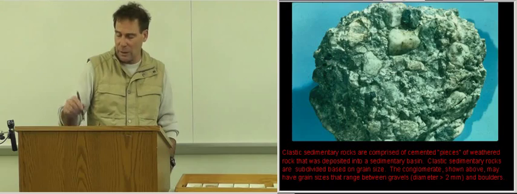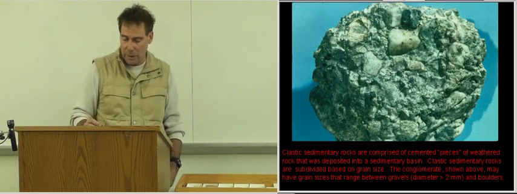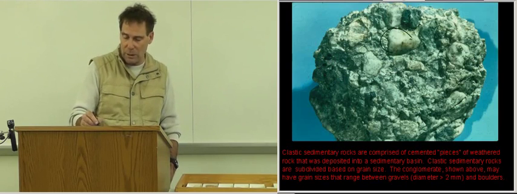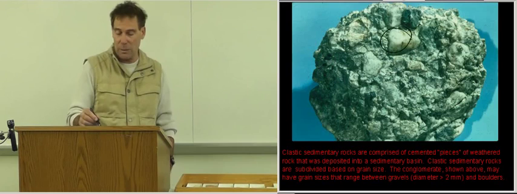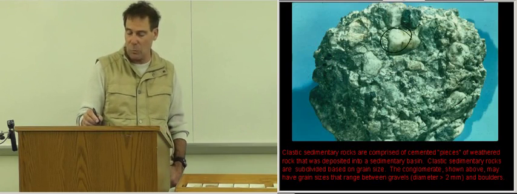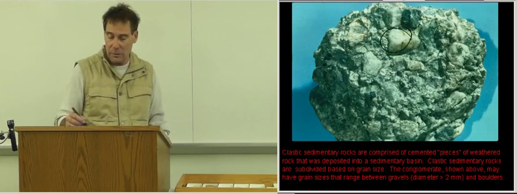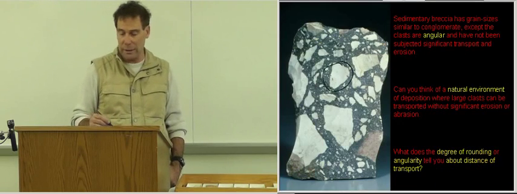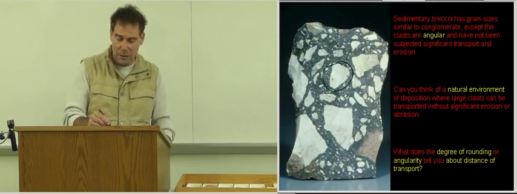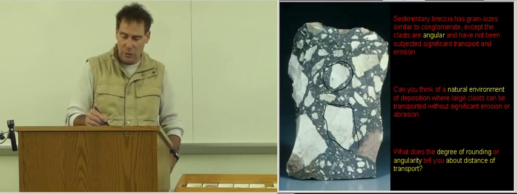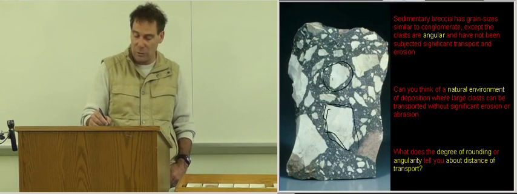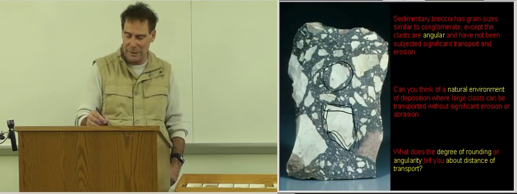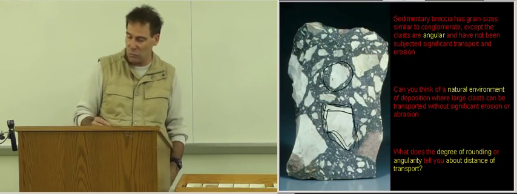And so just looking at these briefly, you can see a conglomerate is going to be comprised of rounded, large clasts that are going to be pebbles to gravel in size. They're going to be rounded or sub-rounded, which defines the conglomerate. If the clasts are angular and large, you'd call it a sedimentary breccia, and you can see clearly the degree of angularity, and you can discuss in laboratory what environmental setting you'd expect to see this in. Clearly, it tells you something about distance of transport.